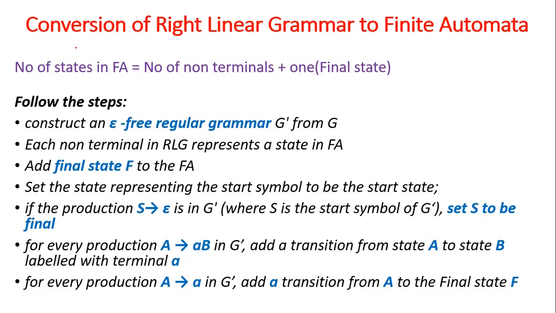So let us convert the right linear grammar into the finite automata. When you're converting the right linear grammar into the finite automata, the number of states in the finite automata will be equivalent to the number of non-terminals in the grammar plus one state. And this one state is going to act as the final state.